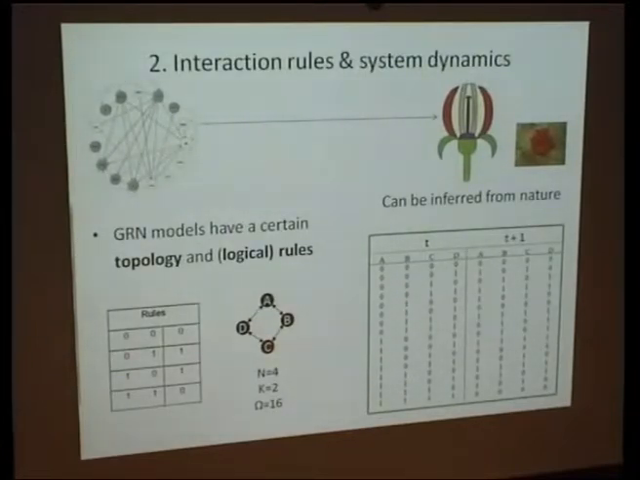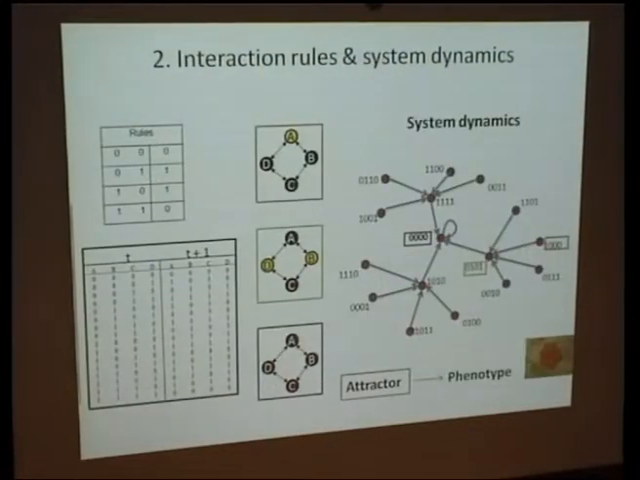In this one, there are 4 genes, with 2 connections each. So the configurations in which this network can be are 16. These are all of them. They have certain rules by which the genes influence each other, they interact. In this case, when this and this are off, this one will also be off. And when a gene receives different signals, different inputs, it will become active. So by these rules, you can build up this table, which tells you the immediate fate of the network.